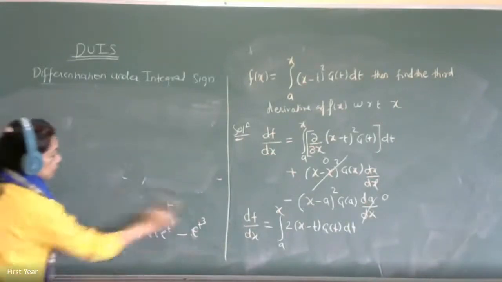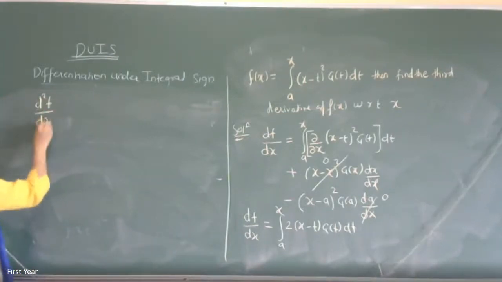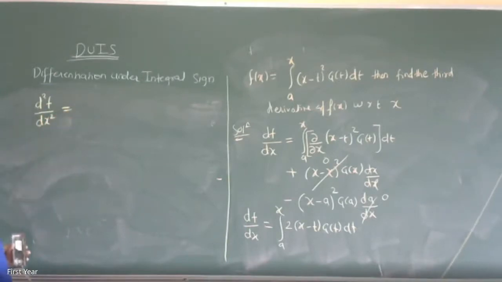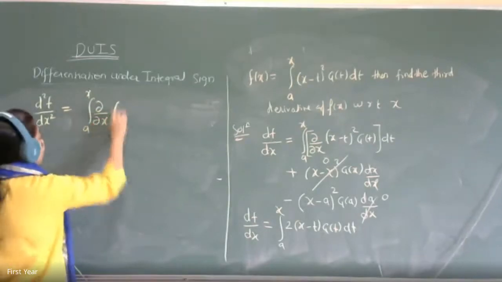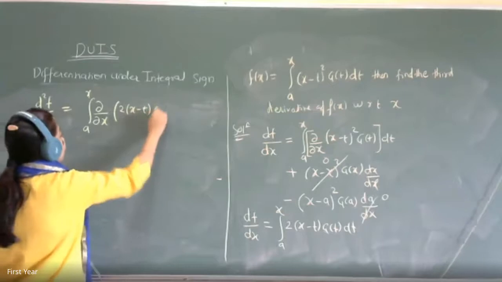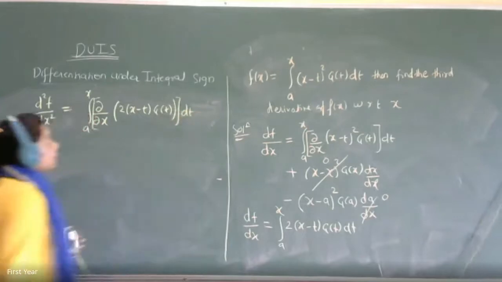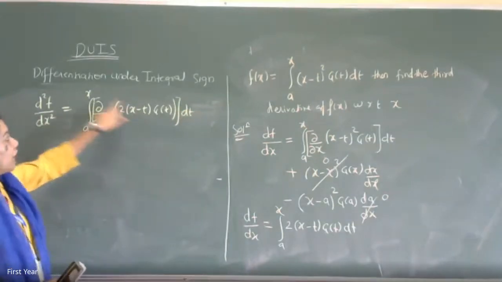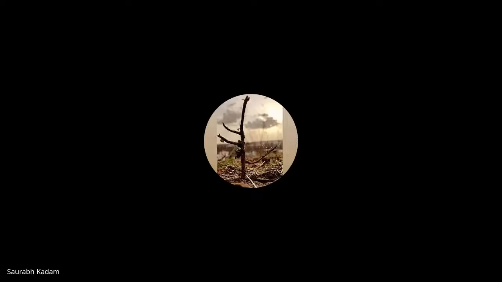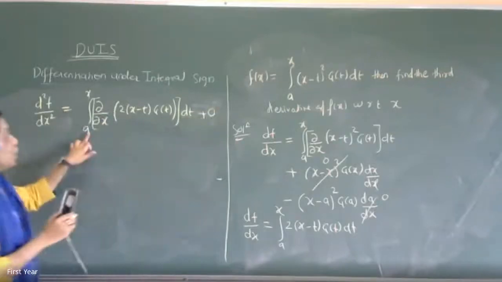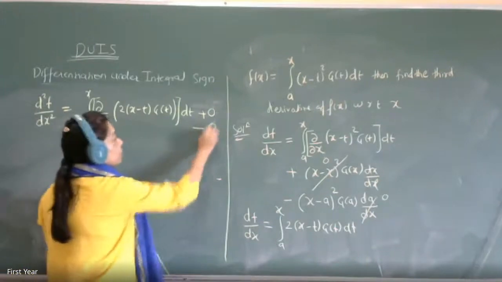What will d square f by dx square be? One more time integration, and inside that the differentiation of 2 into (x minus t) g of t, and then whatever is your answer, dt. In place of t, I have to put the upper limit, so the x minus x term will be 0. And when you put the lower limit, x minus a will be there, but the derivative of a constant with respect to x is 0. So that term is also 0.